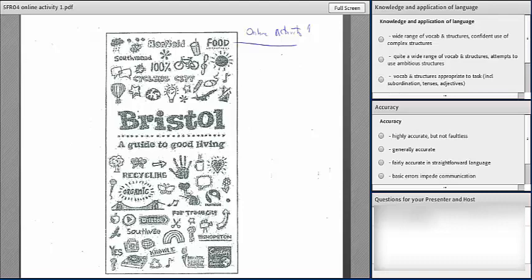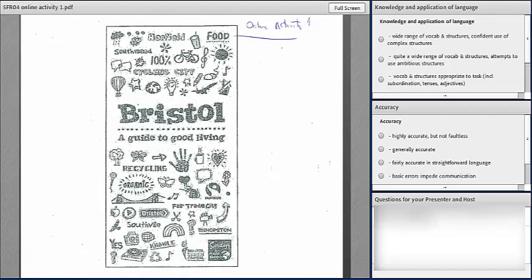Well, in the actual mark scheme, it says generally accurate, but when more complex structures are attempted, accuracy can be more variable. Now that implies that they have used more complex structures. So in other words, the accuracy mark is kind of tied to the knowledge and application of language mark. If you haven't used more complex structures, you can't get a higher mark for accuracy than that third category down. So in a sense that makes this one fairly easy to mark for accuracy, because it's kind of capped at that level.